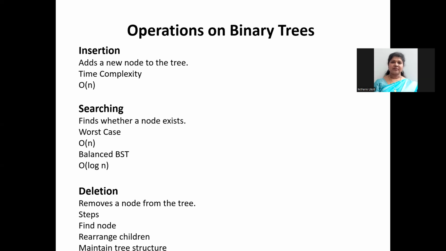The time complexity, based upon the worst case, will be O of n. And if it is a balanced binary tree, then it will be O of log n. And all these details we'll be seeing later. And deletion is where you'll be removing a node from the particular tree.